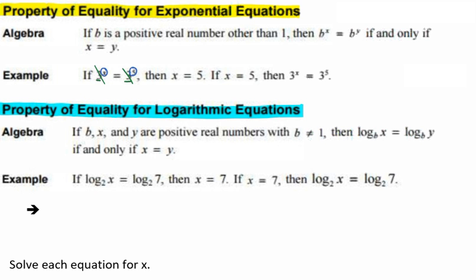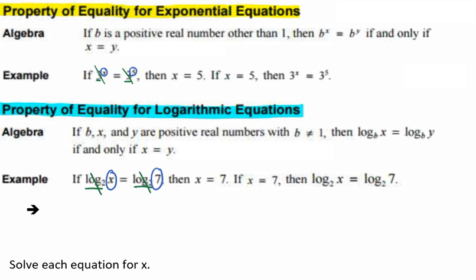So take a look here at the property of equality for logarithmic equations. It says that if b, x, and y are positive real numbers and b doesn't equal 1, then if you have the log base b of x set equal to the log base b of y, that's going to occur if and only if x equals y. So what's that saying? Let's look at an example. It's saying that if the log base 2 of x equals the log base 2 of 7, because they both have the log base 2, we're able to cancel those out and say, okay, that means that x equals 7. And it works backwards as well. If we said that x equals 7, we could say that means the log base 2 of x equals the log base 2 of 7.